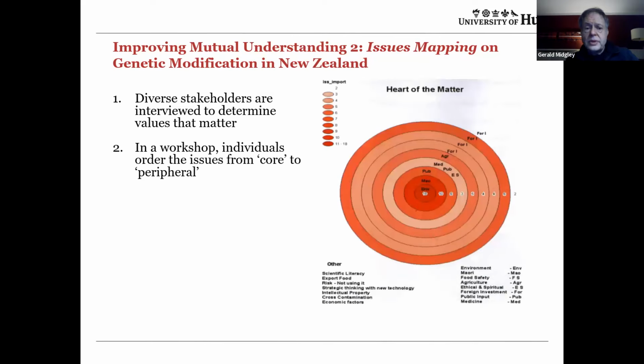And in a workshop, people can order the issues from the core to the peripheral. Karen talked about this as being a heart of the matter analysis. So what's at the heart of the matter for you? And one of the really interesting things here is that just about all of the stakeholders put environmental issues at the heart of the matter.